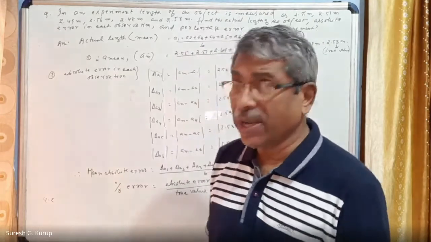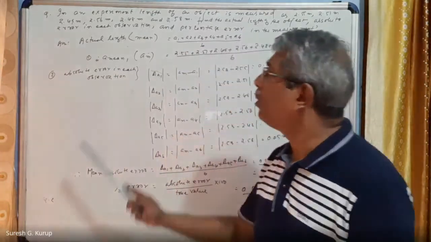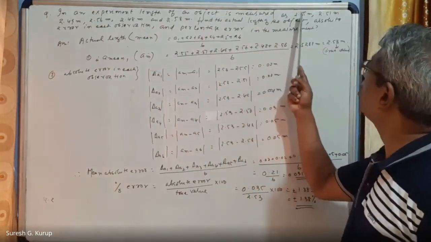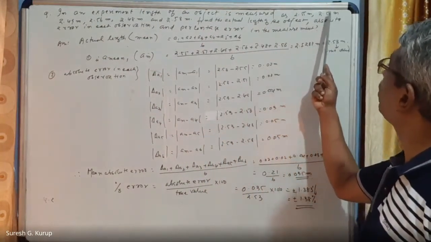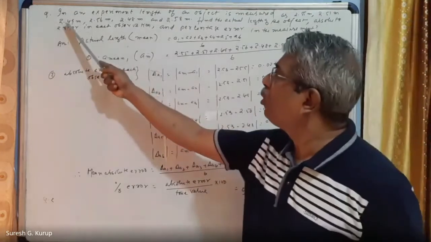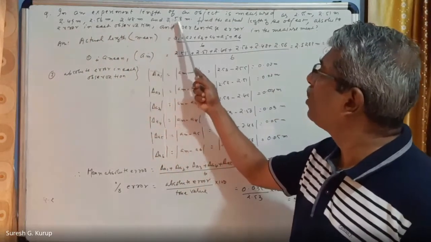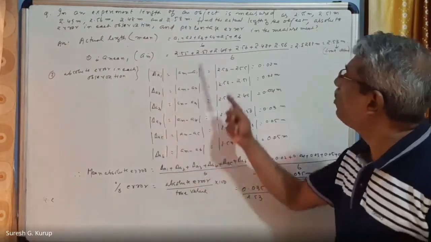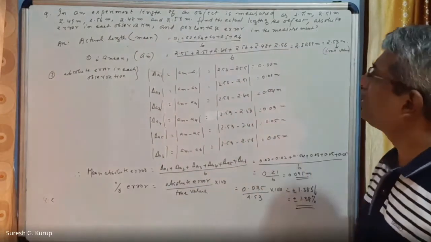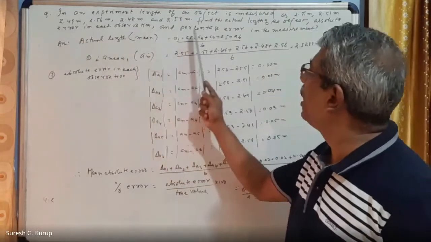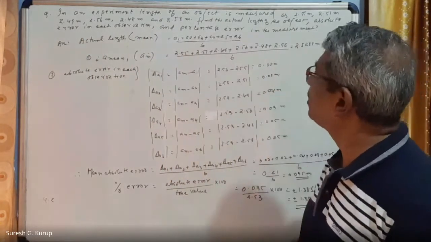So this is a question I wrote on the whiteboard. In an experiment, the length of an object is measured as 2.55 meter, 2.51 meter, 2.49 meter, 2.56 meter, 2.48 meter, and 2.58 meter. Find the actual length of the object. Second, the absolute error in each observation and the percentage error in the measurement.